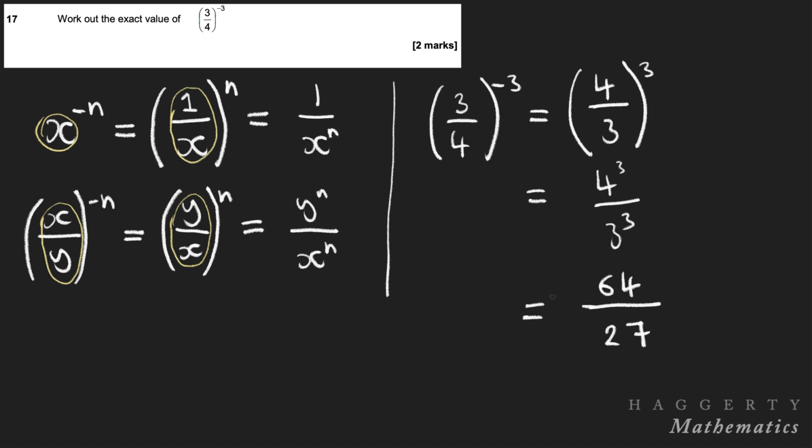And that's about it for this question. You can leave the answer just like that if you want, or you could go to a mixed number here if you really wanted. But that'll be fine. It's an improper fraction, they haven't asked for a mixed number here. So 64 over 27 is the final answer.